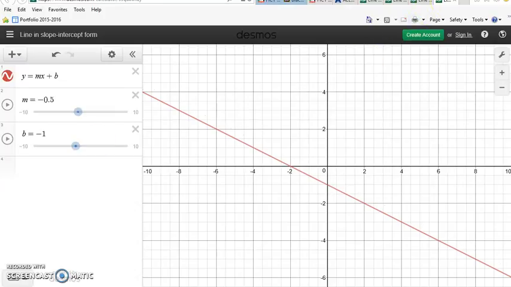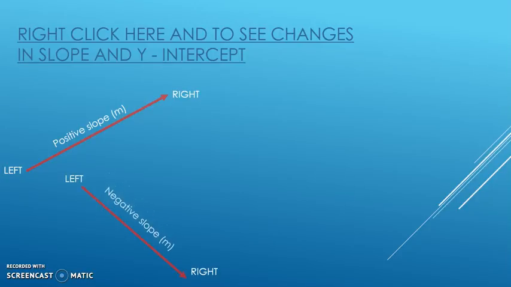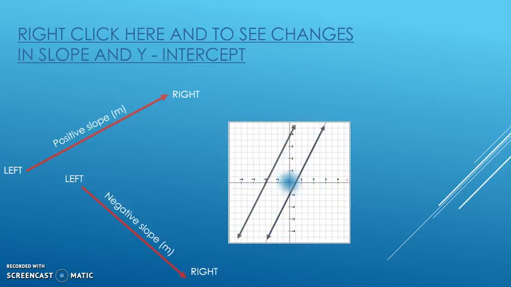Okay, so let's go back to... So as I said, a line that goes from the left to the right upwards is a positive slope, and a line that goes from the left to the right downwards is a negative slope. We also need to know that two lines that are parallel will have the same slope. The m will be the same.